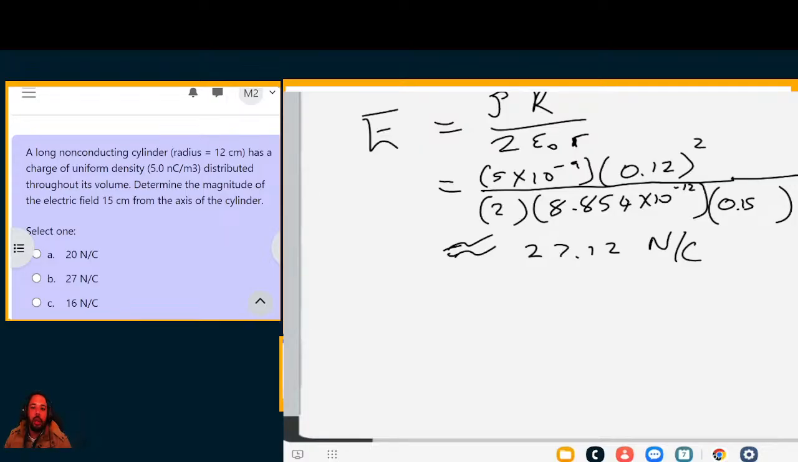Note this, however, from our previous answer. In the previous question, we calculated the electric field to be, let me just check here, where is it now?